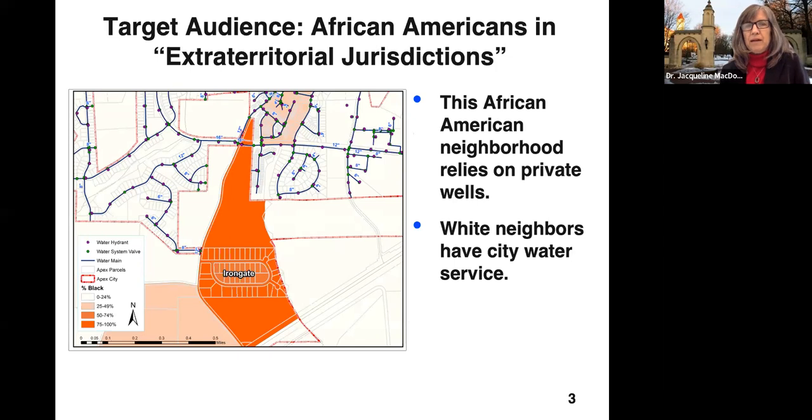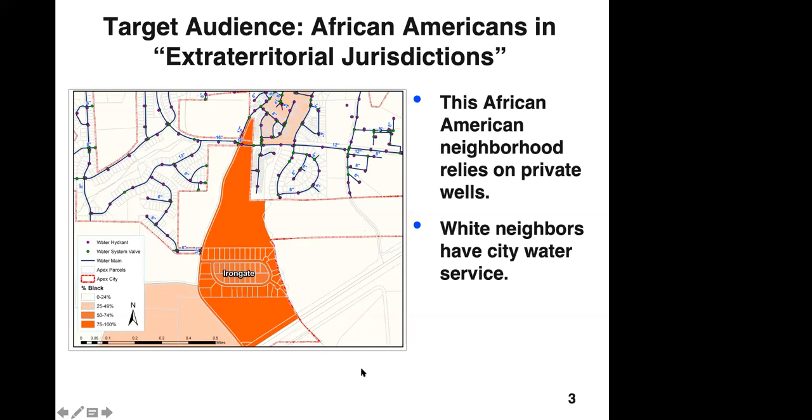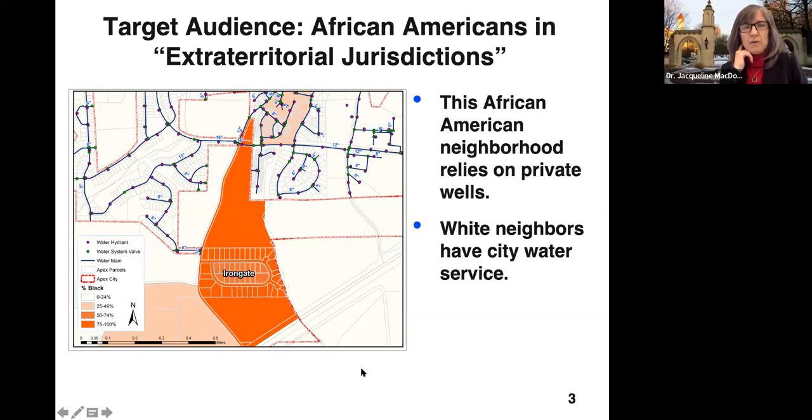So just to begin with a little bit of background, again, usually when we think private well, we think a very rural area. I see a hand raised. I'm not sure, Reem, how you want me to handle that. We can take the questions towards the end. Okay, great. So I'll take questions at the end.